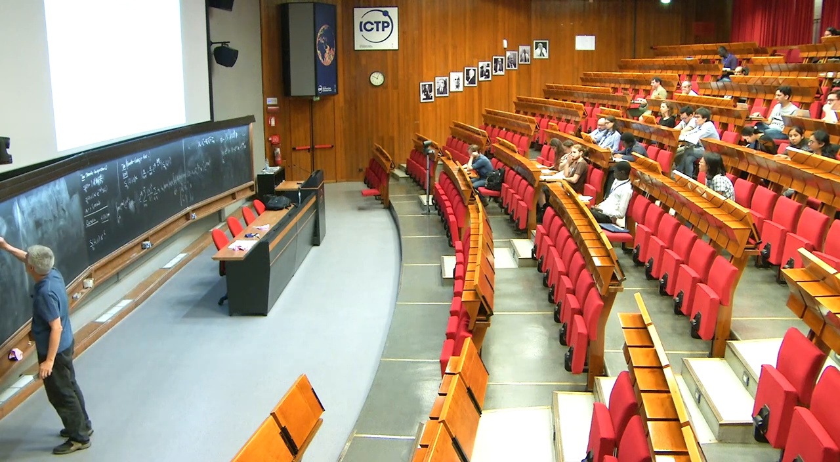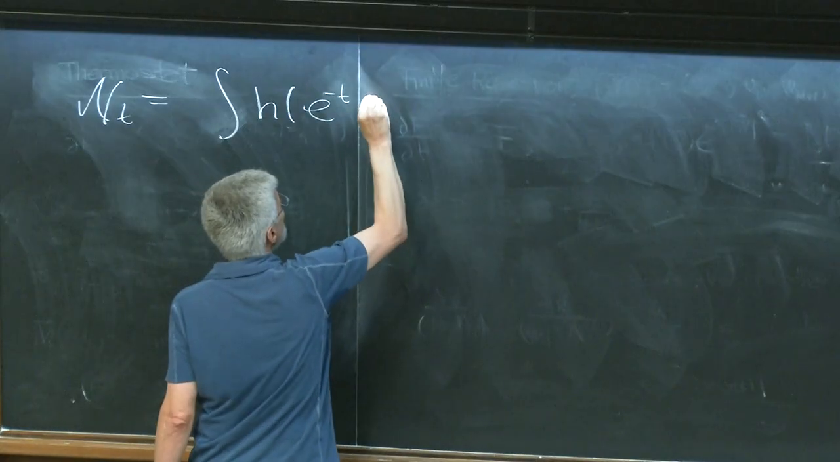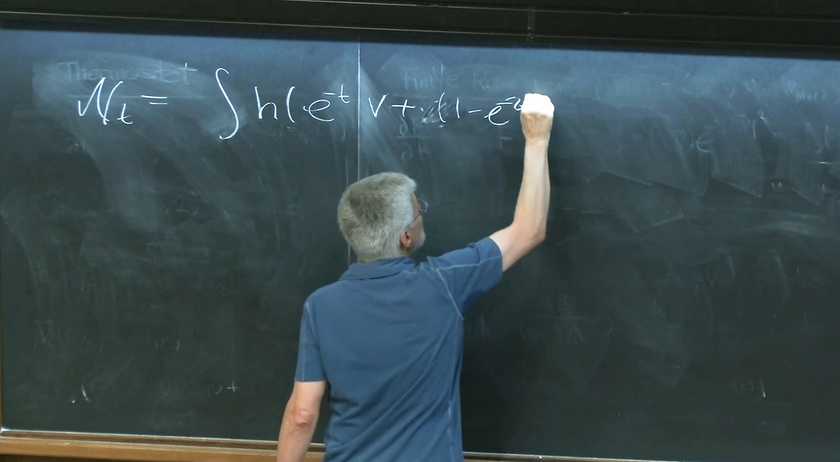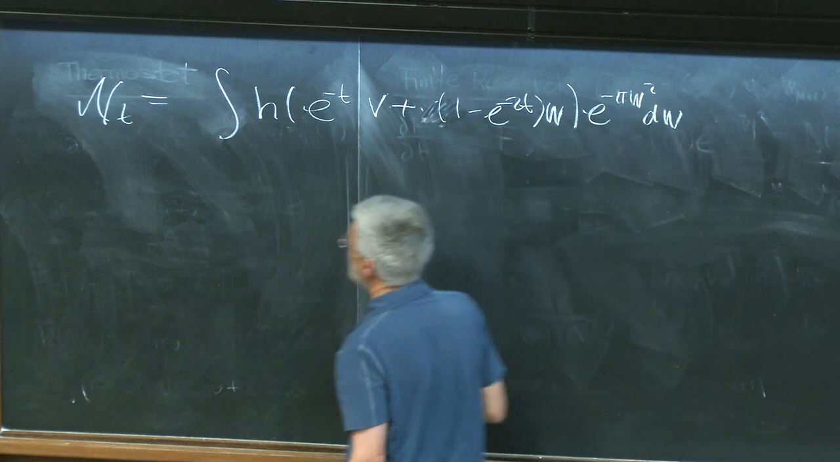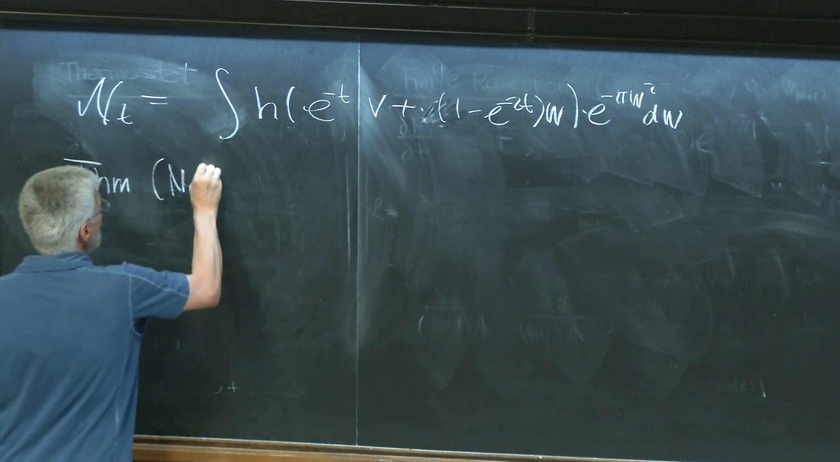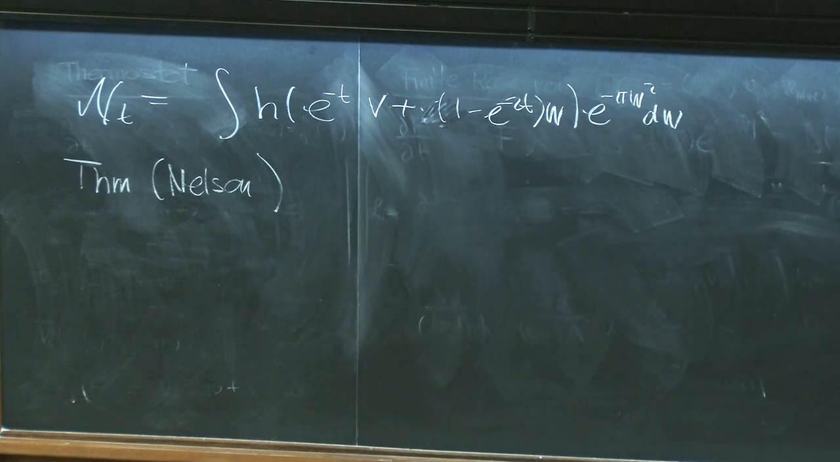So N_t h is this gadget here: the integral of h of (e to the minus t v plus the square root of 1 minus e to the minus 2t, times w) e to the minus pi w squared dw. Theorem, Nelson. I cannot pin down the date. In those days, people didn't really publish right away. Some people published remarks about Nelson's theorem before Nelson published his theorem, but it's very well known. It's due to Nelson.